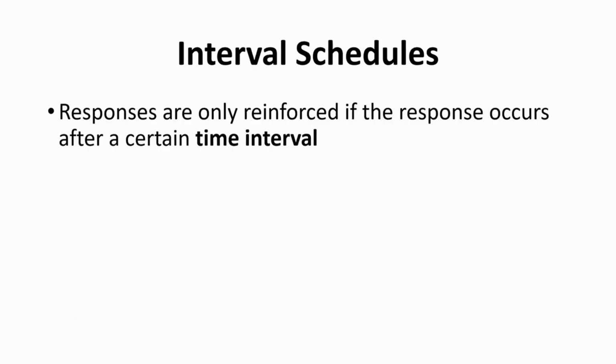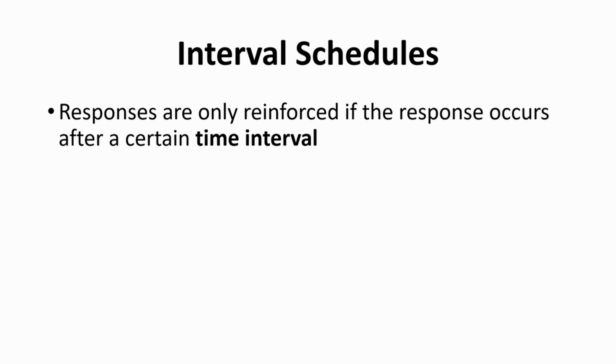Okay, so those are our ratio schedules. Now let's talk about the second type of schedule, and these are our interval schedules. Instead of caring about how many responses are given, we're now going to pay attention to how much time has passed, an interval of time. For both types of interval schedules, our responses are only going to be reinforced if the response occurs after a certain time interval.